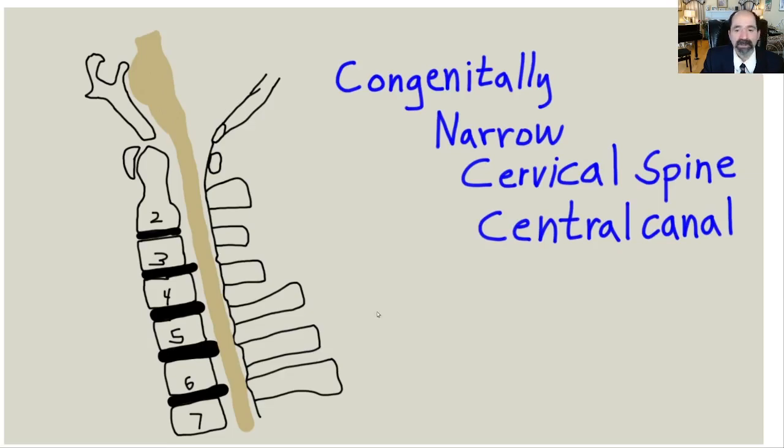And why am I showing you this? Because some people have a congenitally narrow cervical spine central canal, meaning that the distance between the back of the spinal canal, the ligamentum flavum it's called, and the disc and the bone, the vertebra, is very small. So all it takes is a little disc bulge and boom, it's pushing on their cord. When the cervical spinal cord is pushed on, you can get a myelopathy.